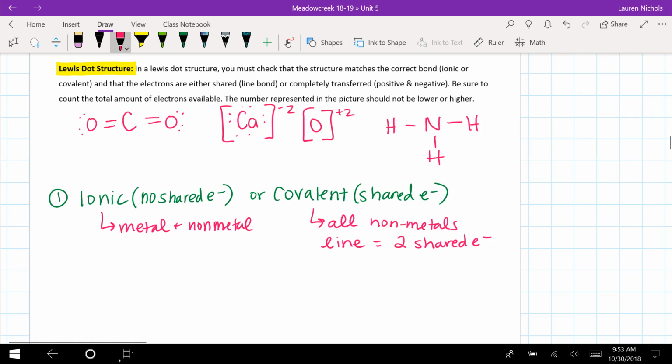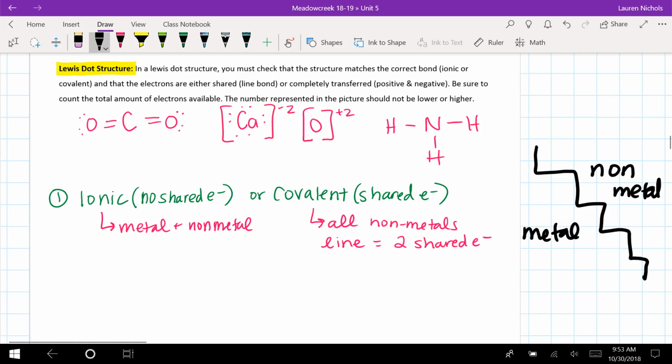Also, you should know this from our last unit, but on the periodic table you have the staircase. Anything to the right side of it is a non-metal, and anything to the left side is a metal, including aluminum. So carbon is a nonmetal, and so is oxygen. So this should be covalent, and it does show shared electrons through these lines in the center. So test number 1 is checked off. It's showing a covalent compound.